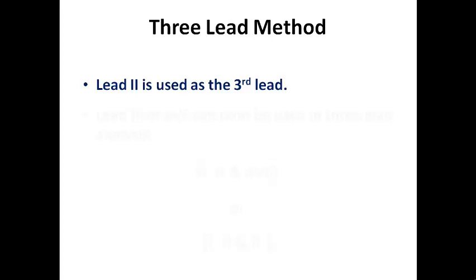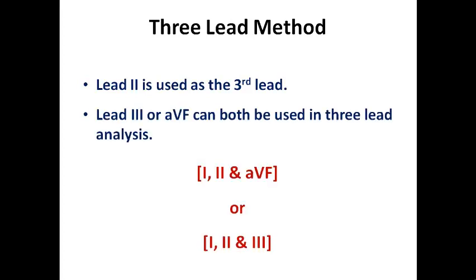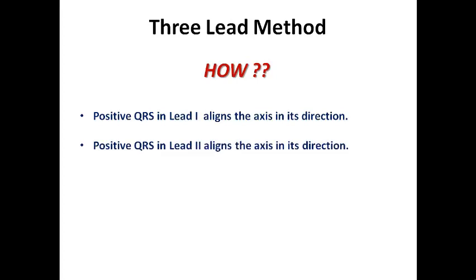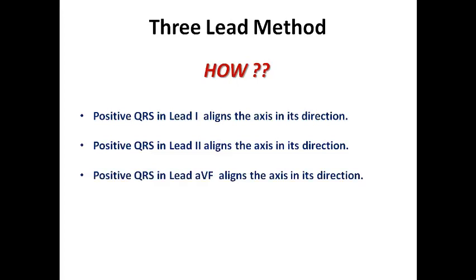As we mentioned, lead 2 is used as a third lead, and lead 3 and aVF can also both be used in the 3-lead analysis. So we can use lead 1, 2 and aVF, or we can use lead 1, 2 and 3. But in order to be much more simple here, we would use the first one, lead 1, 2 and aVF. So how are we going to apply this? We know, of course, an important rule that positive QRS in lead 1 aligns the axis in its direction towards its positive pole. Positive QRS in lead 2 aligns the axis also in its direction. Positive QRS in aVF aligns the axis in its direction.